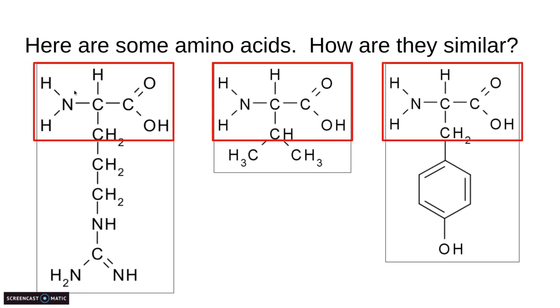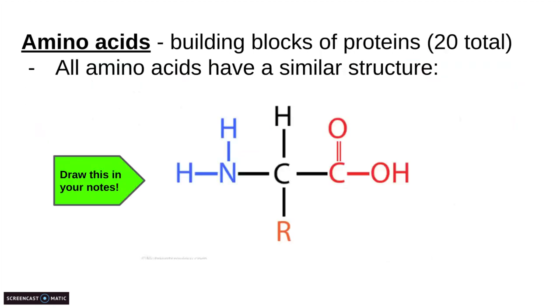So you'll notice this top part is similar. So maybe you said, oh, they have N's or they all have C's, or maybe you got a little bit more specific. This top part is all similar between these things called amino acids. And you might be asking, well, Ms. Frankson, what the heck's an amino acid? An amino acid is a building block of a protein. So let's write that down. Amino acids, they are building blocks of proteins.